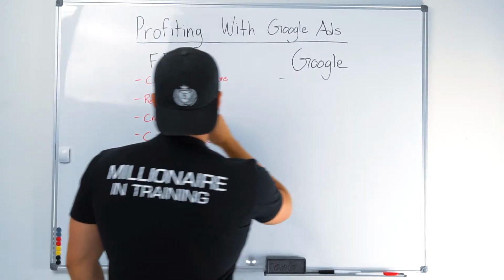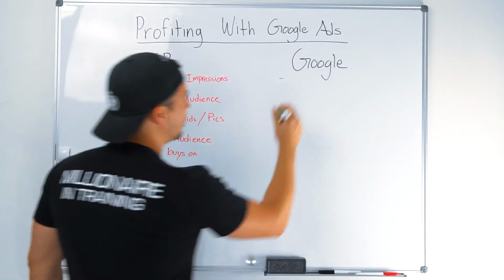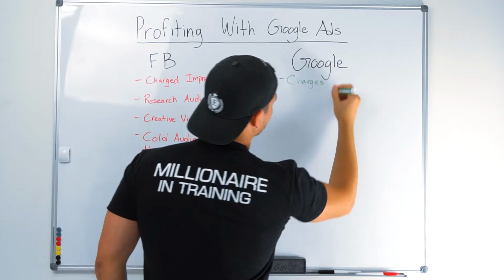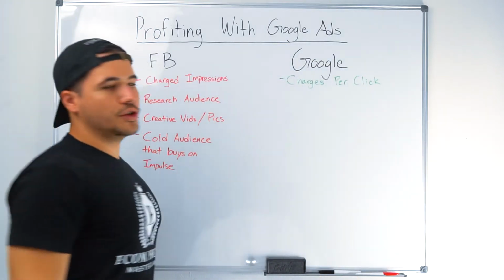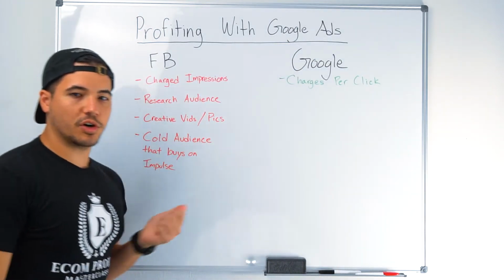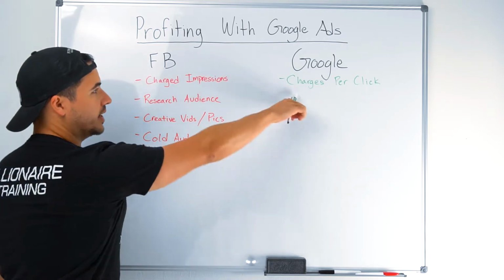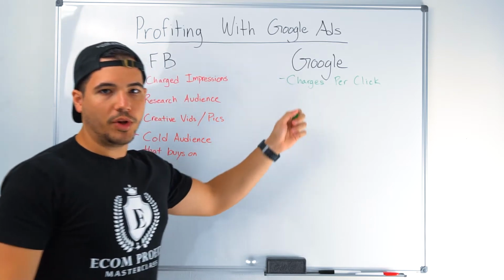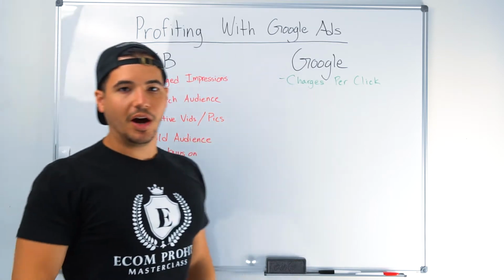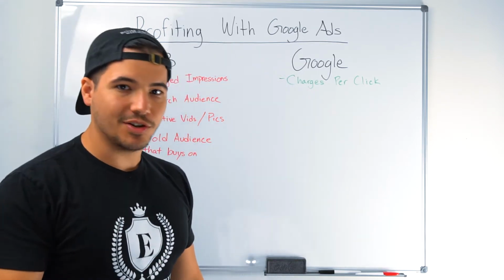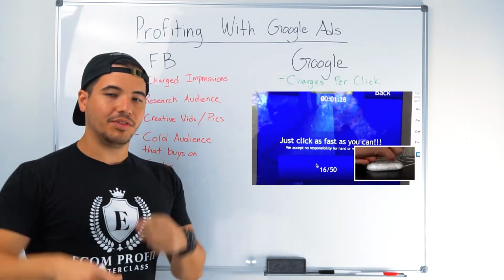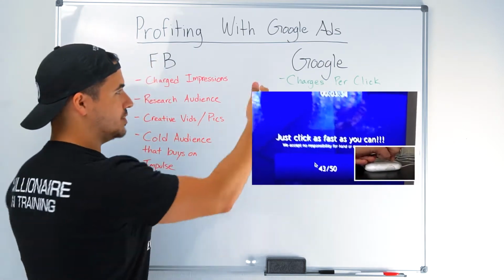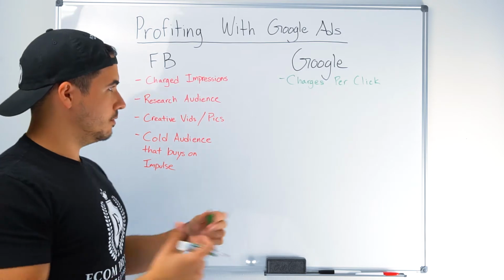We're going to be talking about how Google charges you. The way that Google charges you, contrary to Facebook, which charges on impressions, is per click. When you run an ad on Google, you don't get charged unless the person that sees your ad clicks on it. They have to click on it, and then that is when you're charged for that ad.